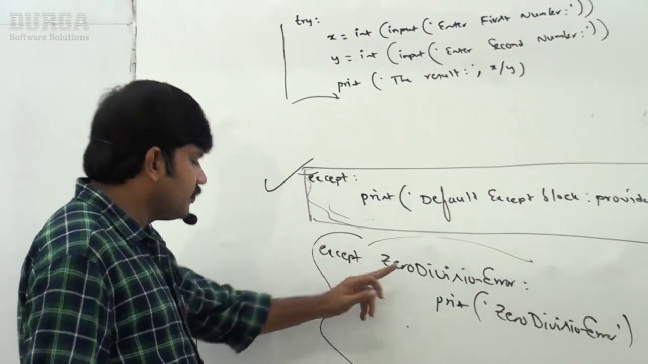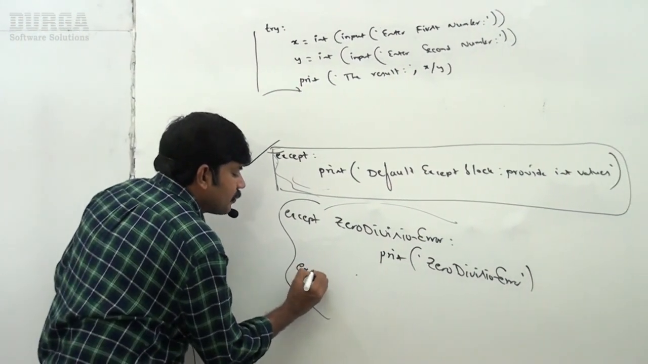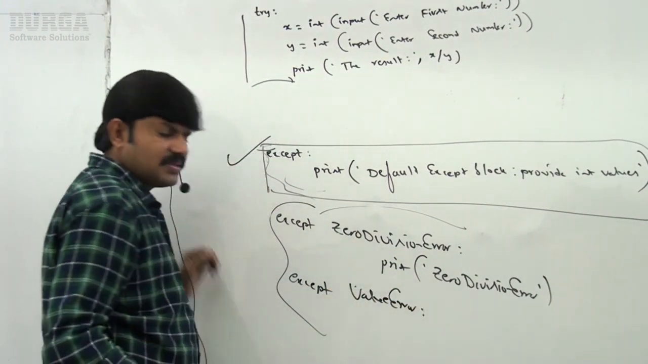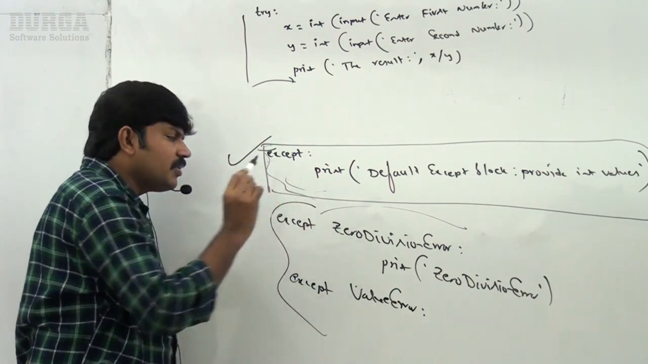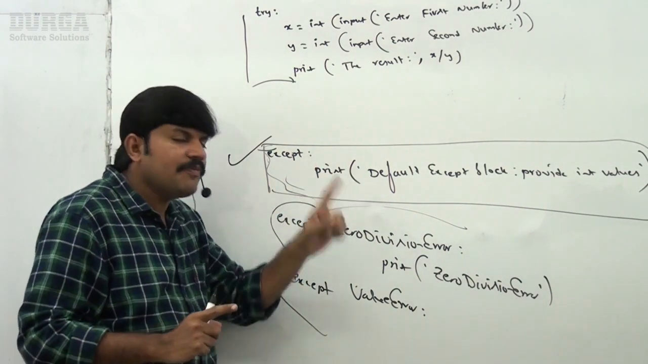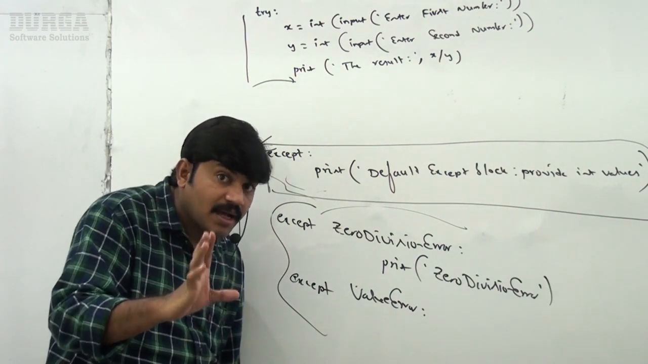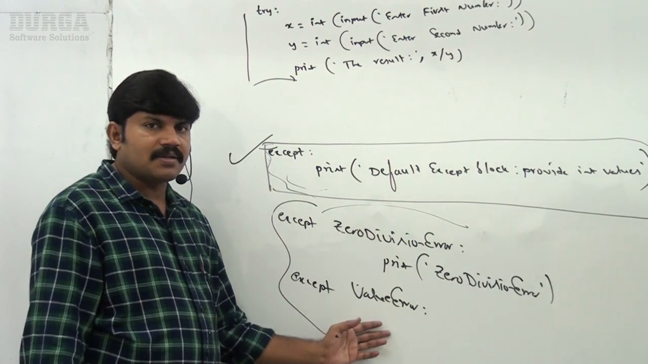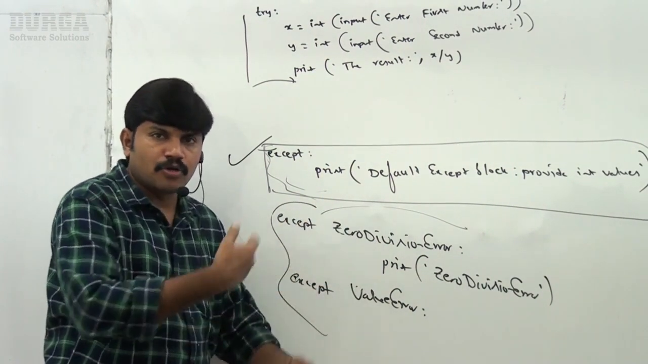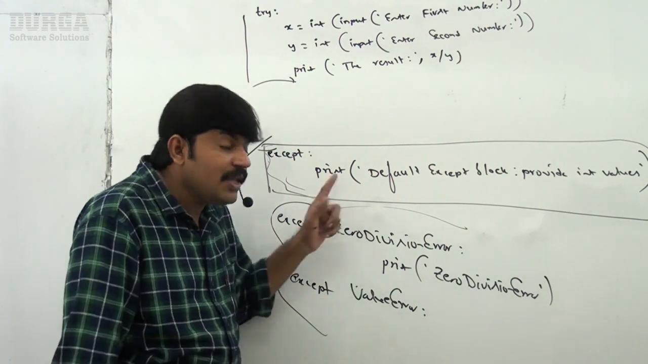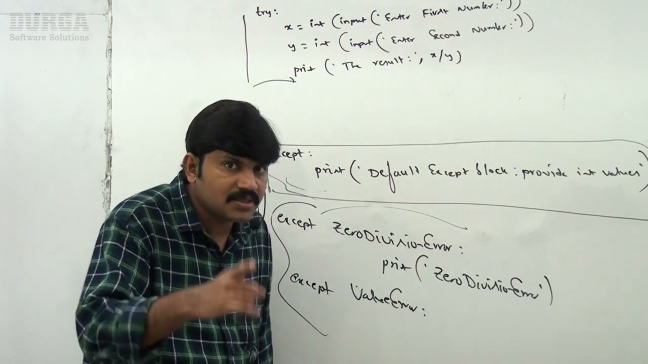Suppose here I have except ZeroDivisionError, and I have except ValueError. So ValueError and ZeroDivisionError, you can take in any order, no problem. But compulsorily the default except block should be the last except block if it is there. Are you getting the point? So for normal except blocks, you can take any order, no problem at all. But the Python virtual machine always goes from top to bottom. But a default except block must be the last except block.